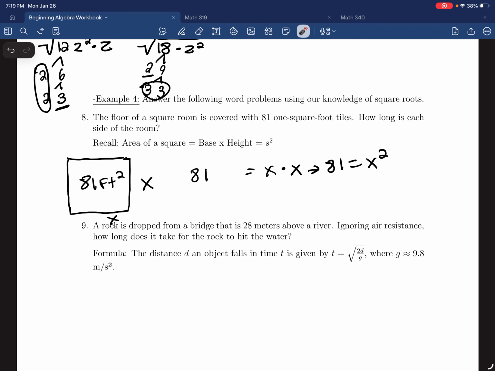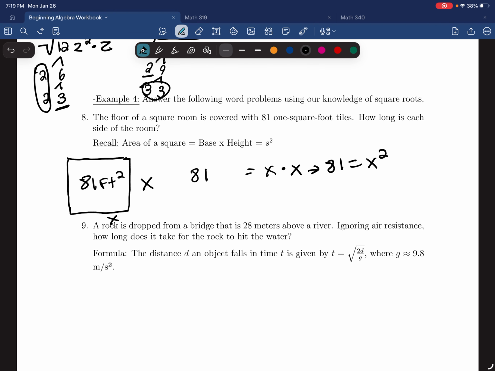And we want to know the length of just one x. We want to know the length of each side of the room. So one side of the room. So to figure that out, we know that to solve for x, we need it on its own. And since x is squared, it's not fully solved for. So what we can do is square root both sides. So we get x equals the square root of 81, which is 9. And that's your answer.